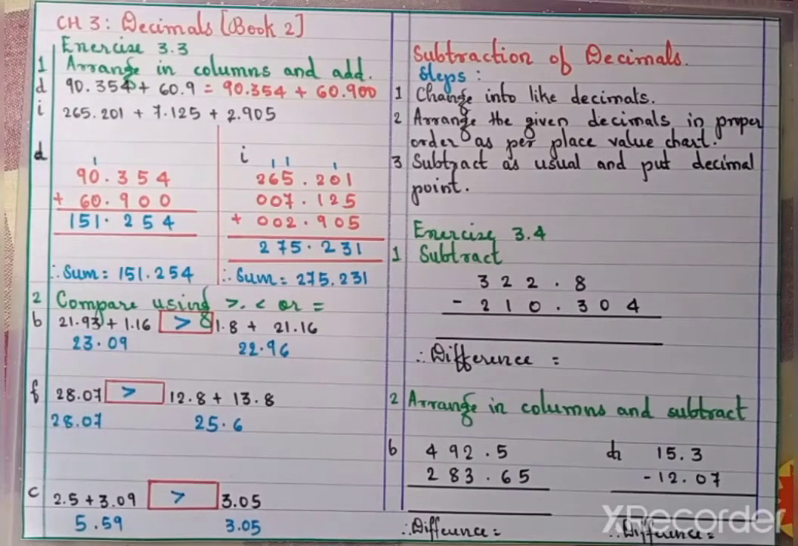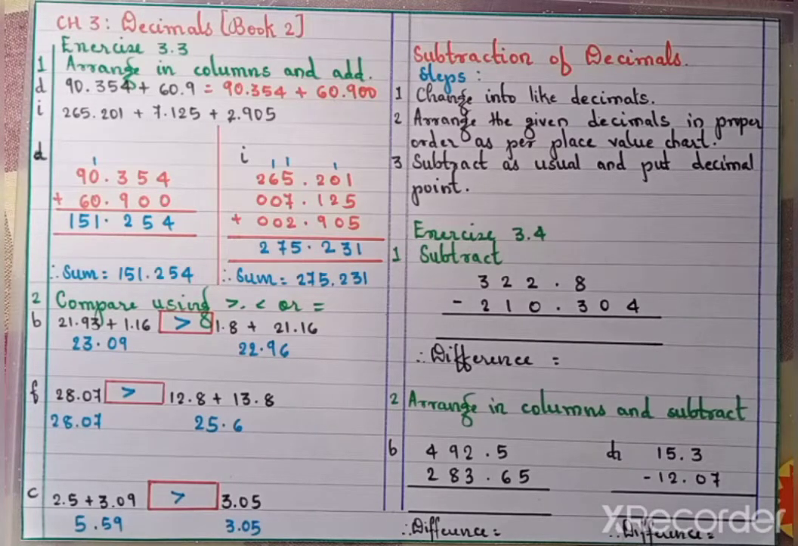Now let's see the next concept, subtraction of decimals. So let's see how to do subtraction. Change into like decimals. The first step is we have to change the decimals into like decimals. Arrange the given decimals in proper order as per place value chart. Then we have to write the greatest number at the top, as per the decimal place value chart, and then we have to subtract in a usual manner by keeping the decimal point in mind.